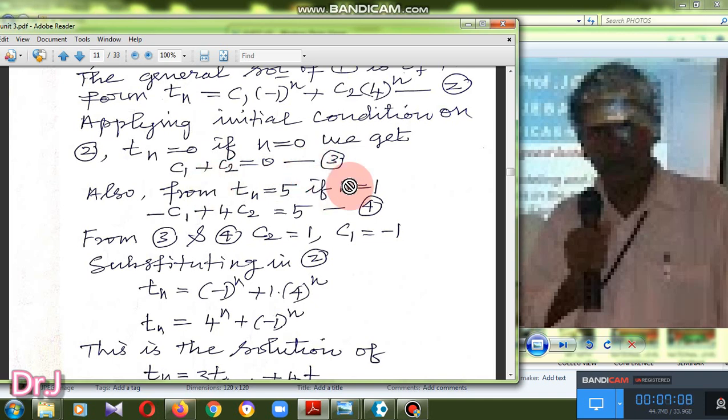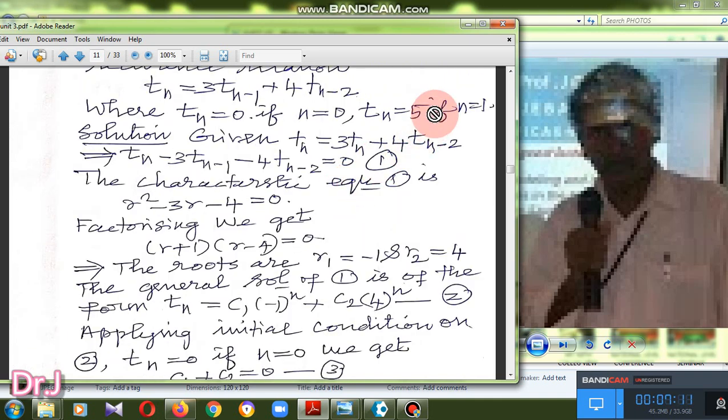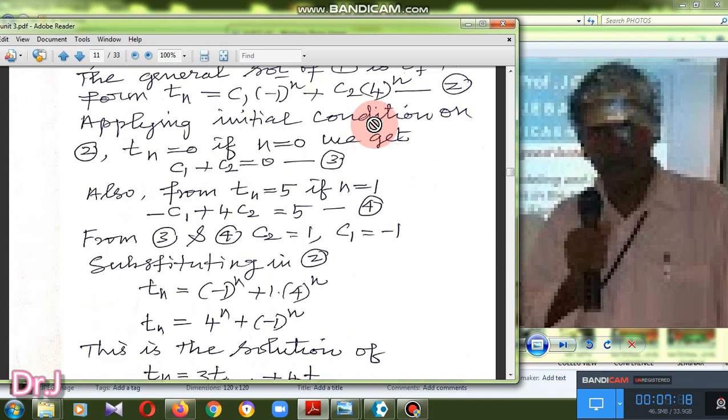Right. Now another condition is also given here. If n equals 1, Tn equals 5. So take that in this particular solution. Put n equal to 1, you'll get T1 is 5. So 5 equals C1 into minus 1 to the power 1 plus C2 into 4 to the power 1, and you will get equation number 4. You substitute that and get equation number 4.